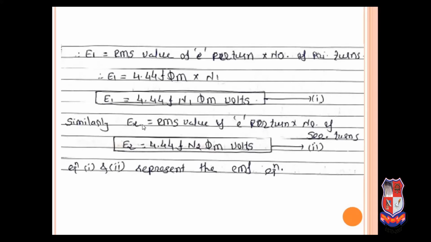Same way we can go for the secondary side. E2, induced EMF at the secondary winding, is equal to RMS value of induced EMF per turn into number of secondary turns. So we can get the answer E2 is equal to 4.44 F N2 phi m volts. So equation number 1 and 2 can be considered as the EMF equation of the transformer.